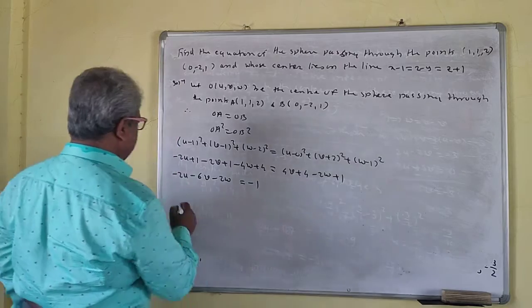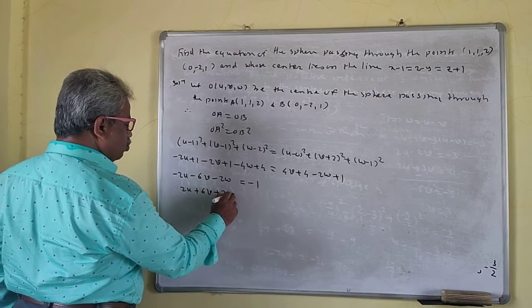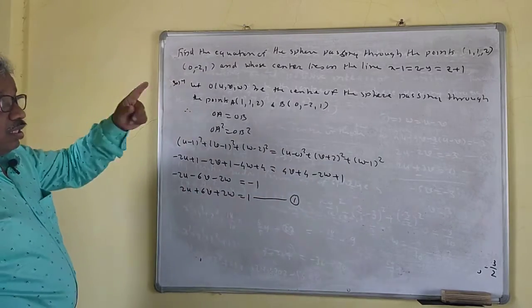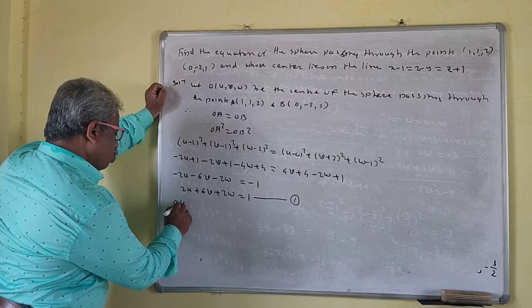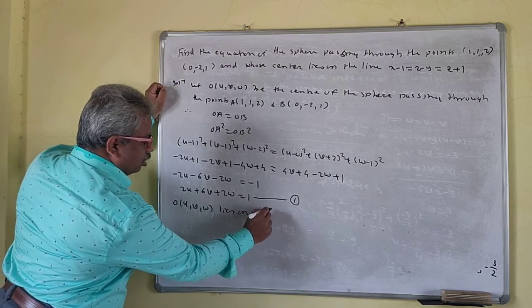So this is minus 1. I change the sign of all: 2u + 6v + 2w is equal to 1. I call this equation 1. Now your center (u, v, w) lies on the line.